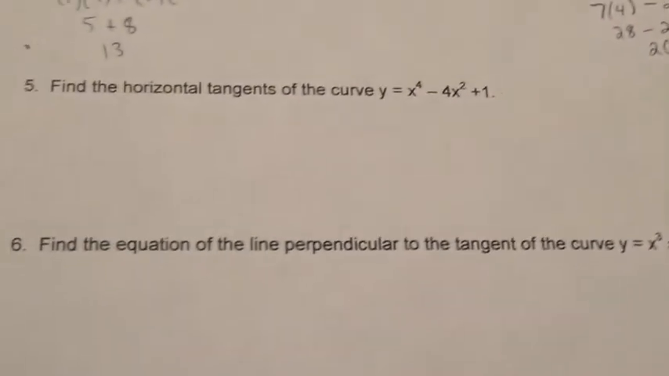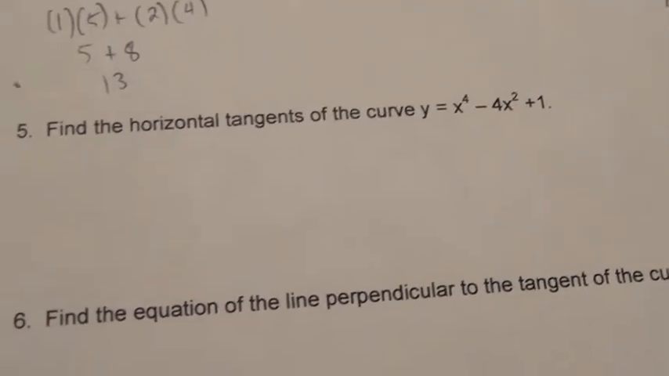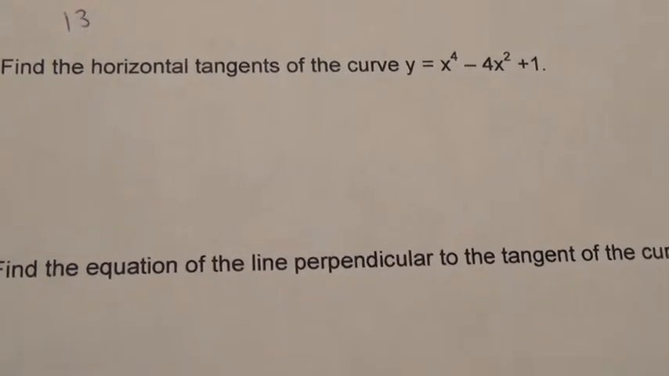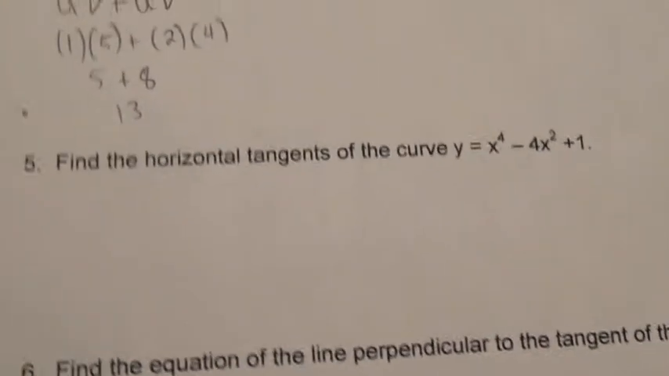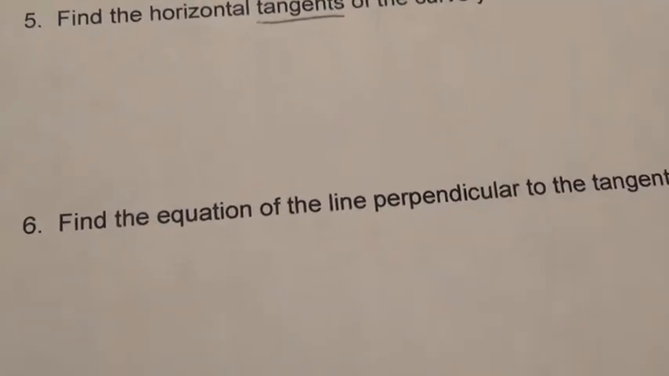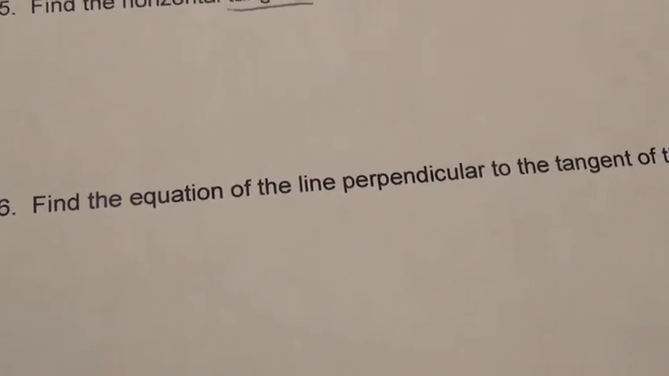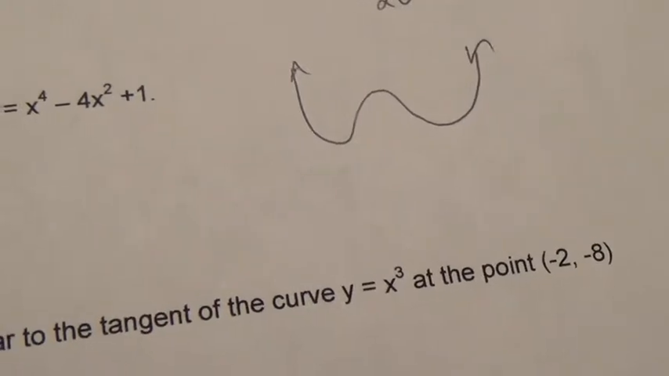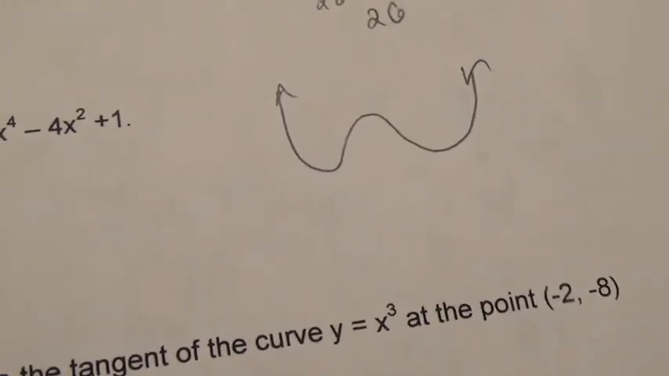Alright, and the next one. Alright, 5. It says, find the horizontal tangents of the curve y equals x to the 4th. You can read that. Alright, keywords here, the idea of tangents. If you kind of graph this curve, it sort of looks like this. Okay, pretty rough sketch of what that looks like. Actually looks like a mustache or a scowl.